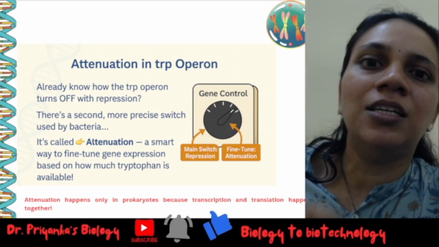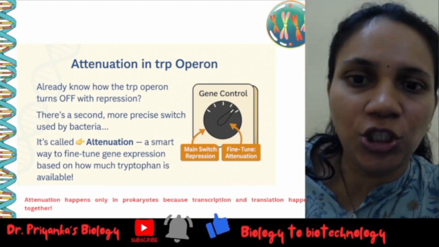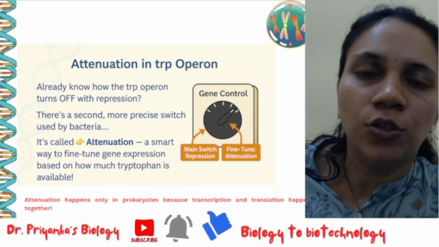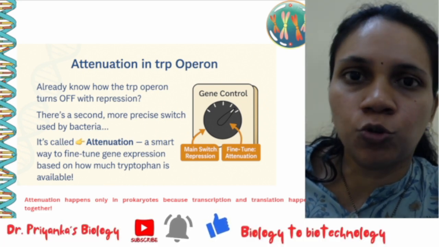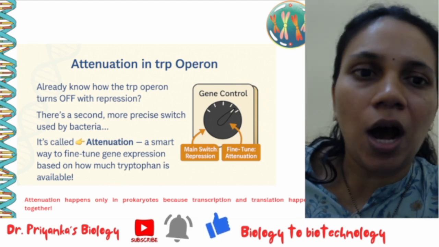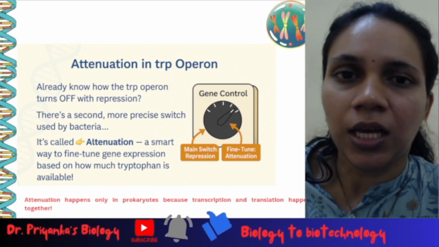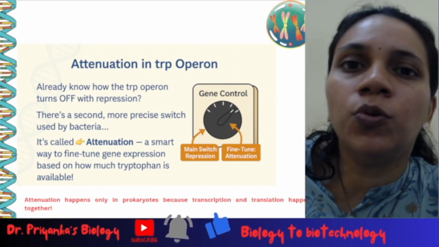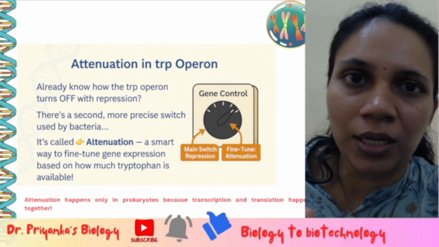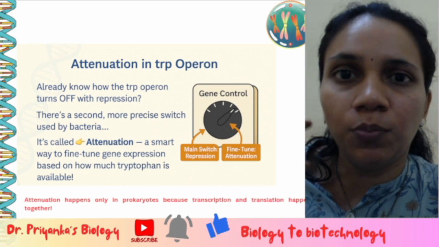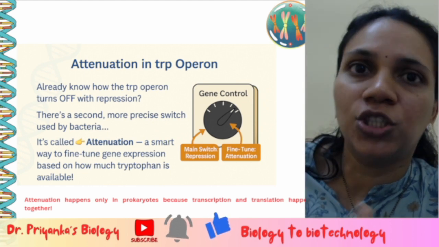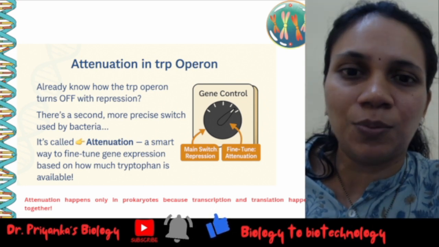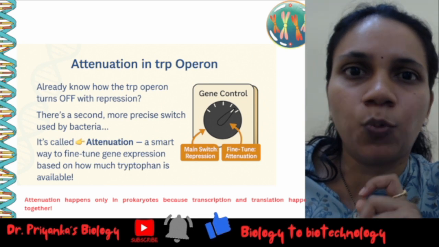Attenuation is a smart, fine-tuned gene expression mechanism based on how much tryptophan is available. If you remember, in olden days people used to play FM radio, Akashvani and all. But sometimes, even if the frequency was set properly, there used to be some noise. So what could be done? People used to fine tune it so that there was an enhancement in the quality of the music and also a reduction in the noise. Similarly, attenuation is like the fine tuning mechanism which makes the trp Operon work in a very precise and crystal clear way.